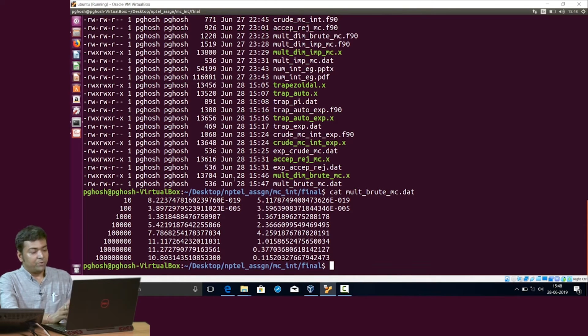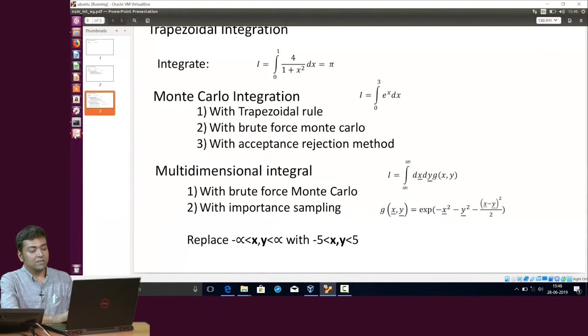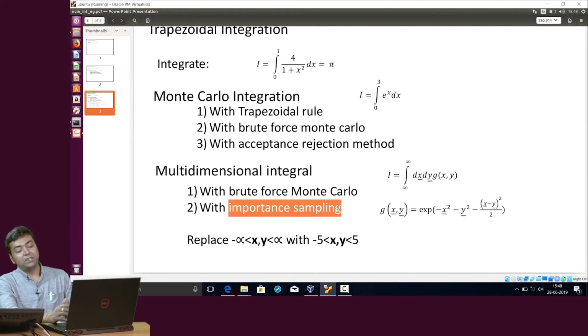So, now to improve this, we will evaluate the same integral here using importance sampling. Just to recollect what importance sampling is: in importance sampling, we have a distribution of random numbers which has a uniform distribution. We change the distribution in such a way that the shape of the distribution matches the shape of the function. For example, here this function is sort of like a Gaussian function.